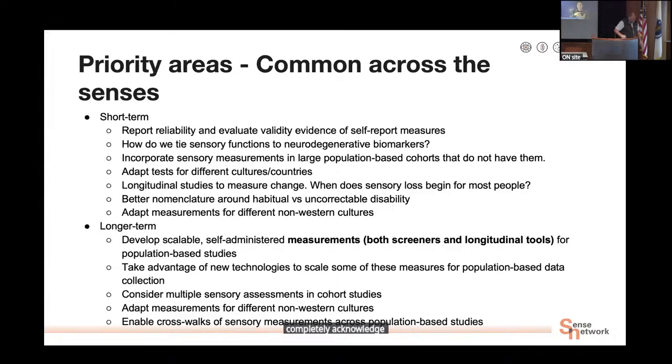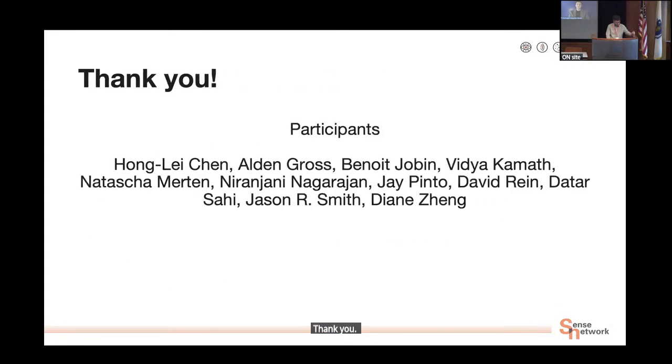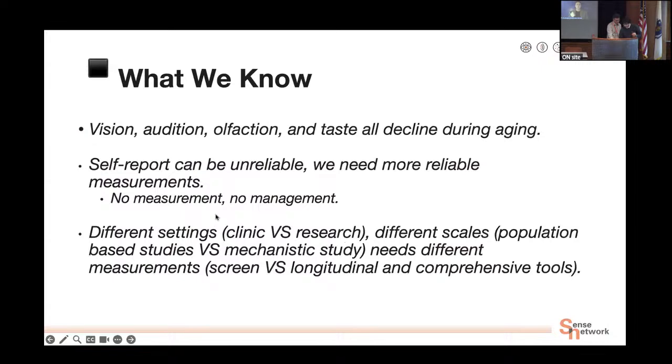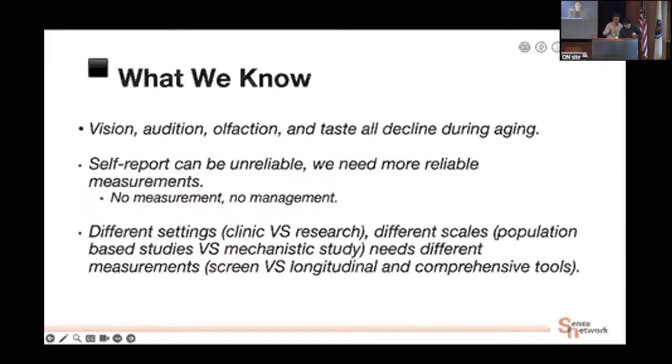Thank you. Thank you, Alden, and this is measurement. So you just did measure. Yes.